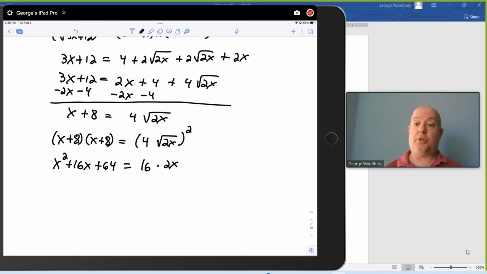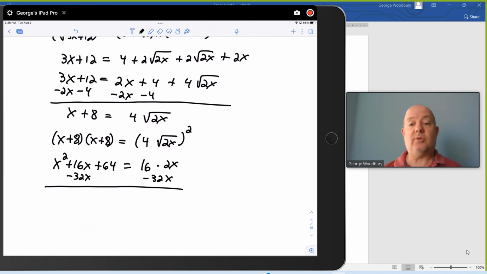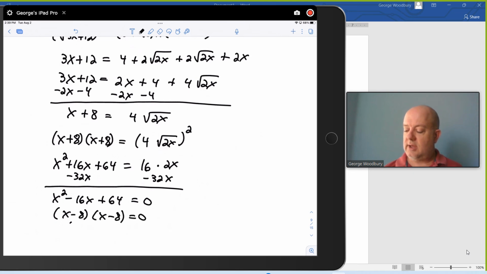So that is 32x. I can now subtract that from both sides to collect all the terms in this quadratic equation on the left. x squared minus 16x plus 64 equals 0. I can try to solve this by factoring, and this factors to be x minus 8 times x minus 8 equals 0, and that gives me either x equals 8 or x equals 8. I only need one of those. So 8 is my potential solution.